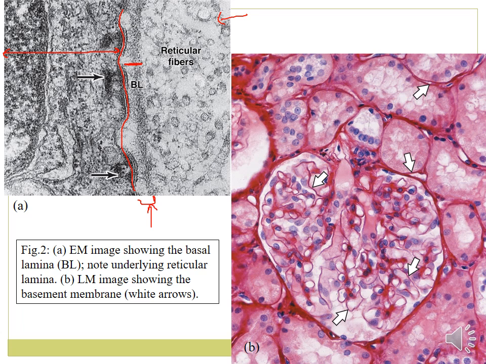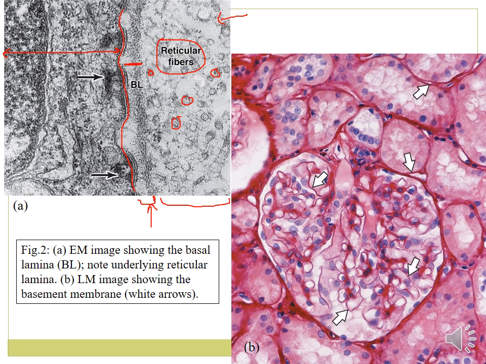formed of extracellular matrix. And under them, as you can see here, we have an area containing many reticular fibers. All these are reticular fibers. So this is the reticular lamina. Together, they form the basement membrane.